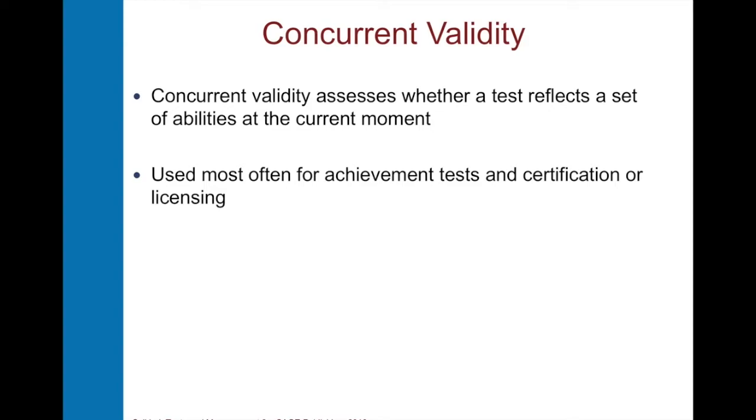Let's talk about concurrent validity. So we're still in the realm of criterion validity. Concurrent validity assesses whether a test reflects a set of abilities at the current moment. So, for example, if you develop a test that you think does a good job of measuring culinary skills, and this is the example that's described in your chapter as well. So, skills related to culinary skills could include knife technique, pastry crust creation, and so on and so forth.